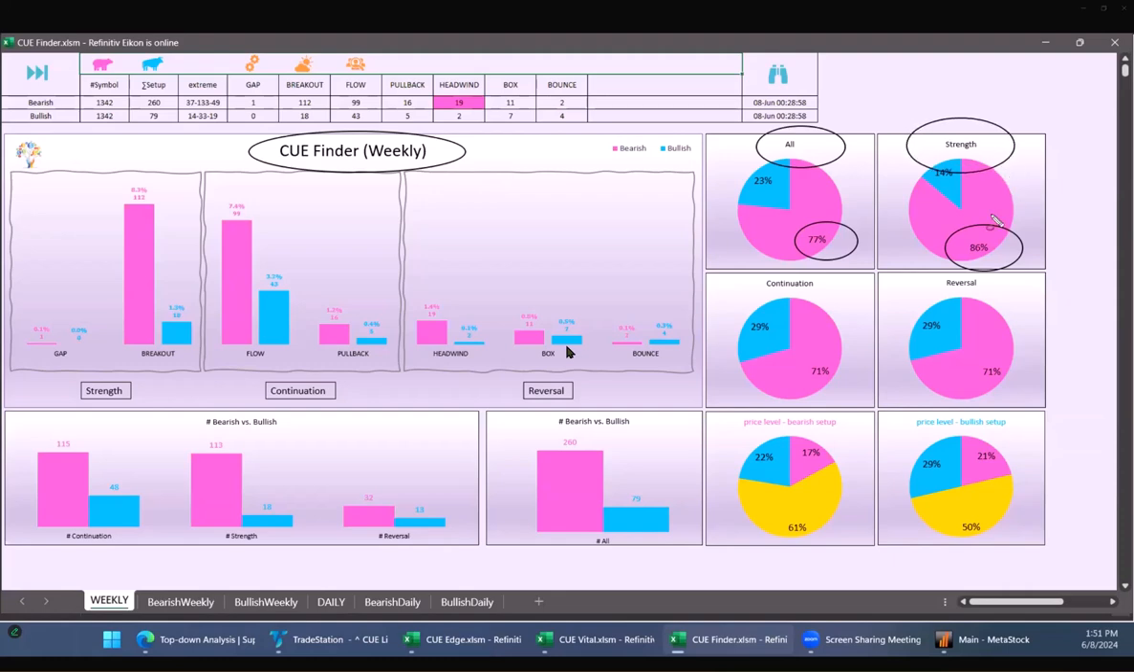All trade setups, strength setups means what? Either a gap trade setup or breakout. Trend continuation setups means what? Either flow or pullback. I refer to some of them. Reversal setups mean what? Either headwind, box, or bounce. I gave these names earlier. Across the board, it is bearish.